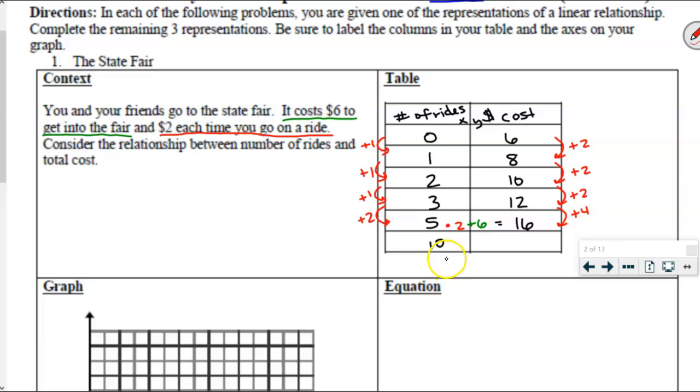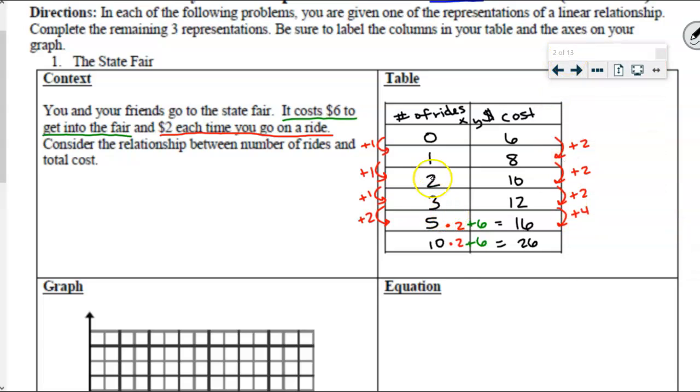10 rides, skipping all the way to 10 rides. How much will those 10 rides cost? Gabe? $26, because 10 times $2 for each one of those rides, plus the extra $6 it took to get into the fair, gives us a total of $26.